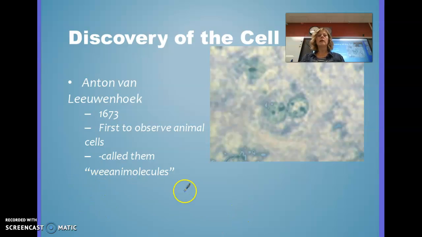So he didn't recognize that they were the same type of cells that Robert Hooke saw. So he gave them a different name. He called them wee animalcules.